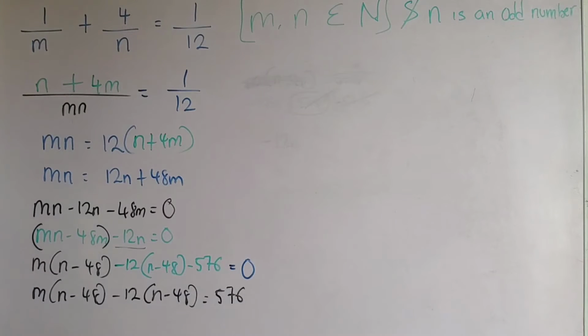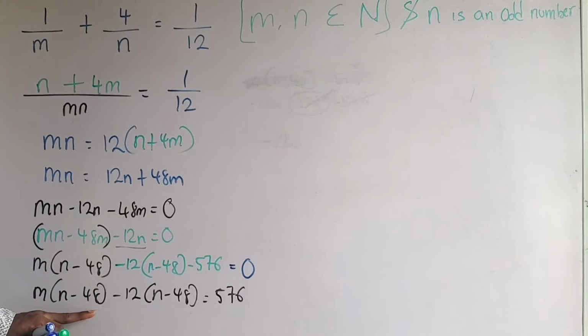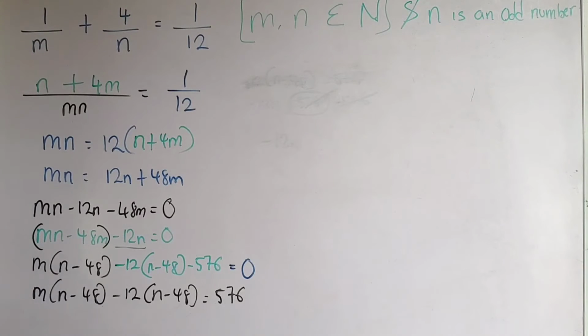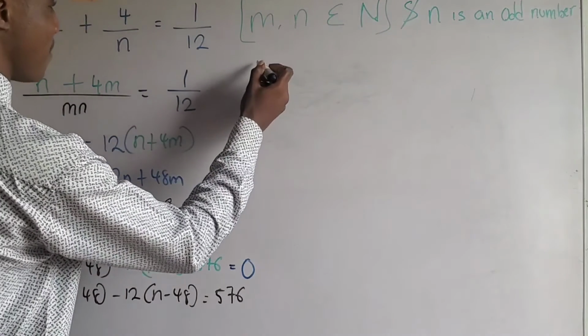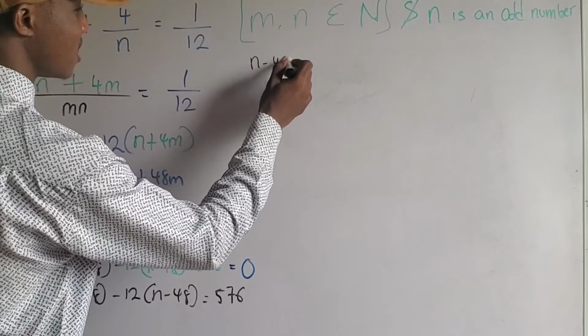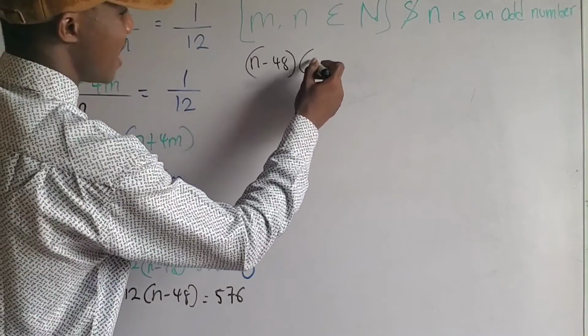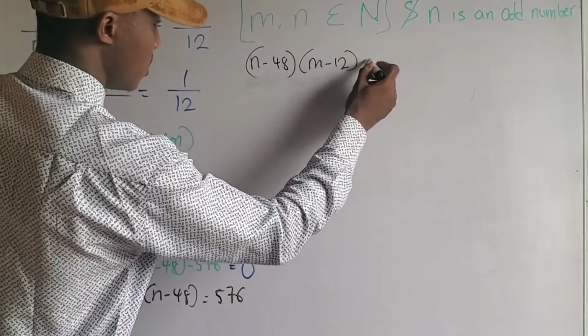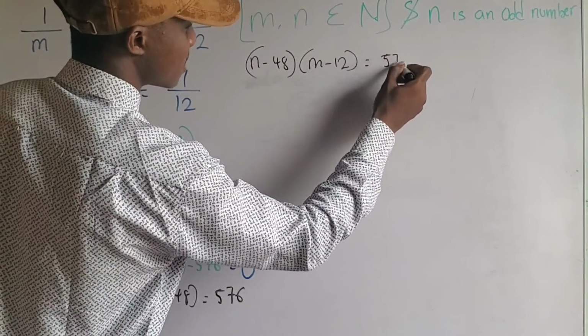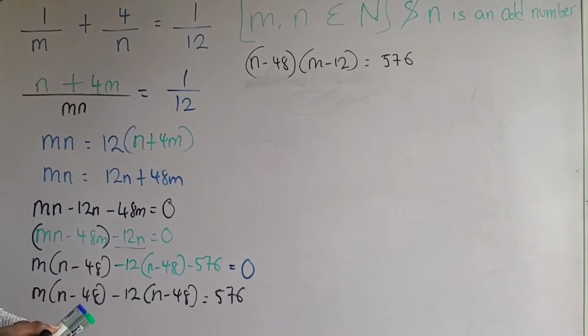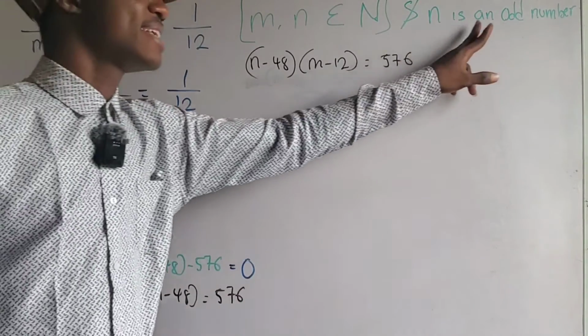Now we have n minus 48 here, and n minus 48 here, so we can take one quadratic equation. So I'm going to have n minus 48 multiplied by m minus 12, which will be equal to 576.